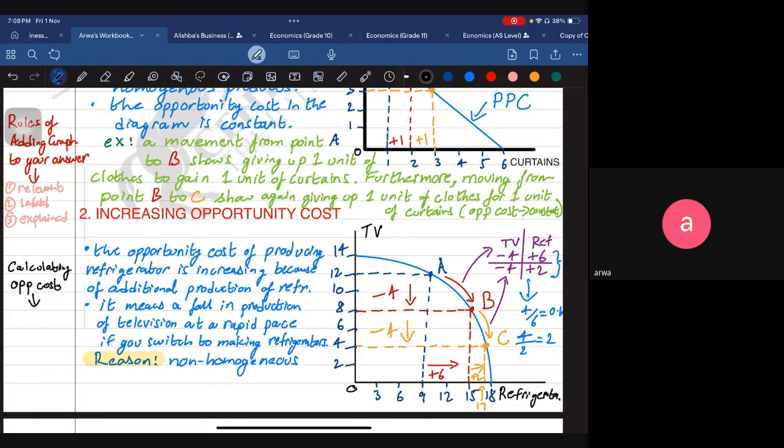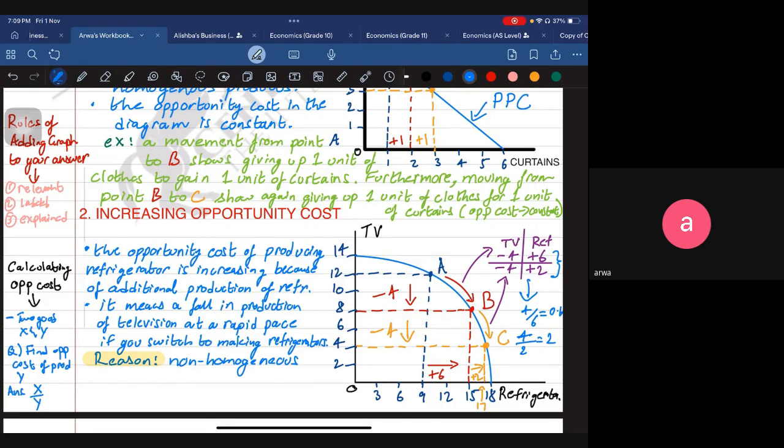So what you can do to calculate the opportunity cost is, if two goods are X and Y, right? If the question is find opportunity cost of producing Y, what you will do is keep Y in the denominator.